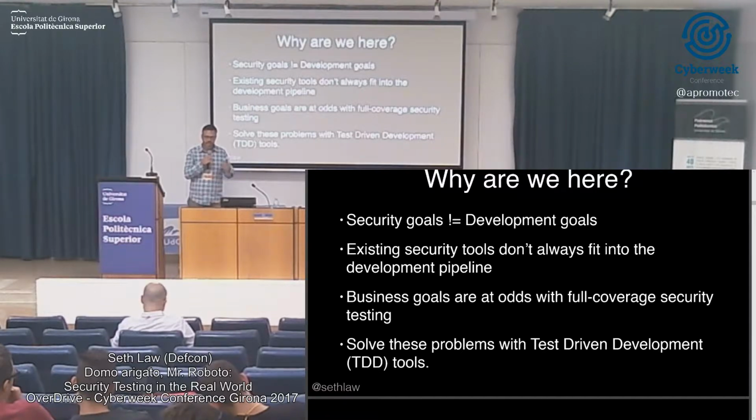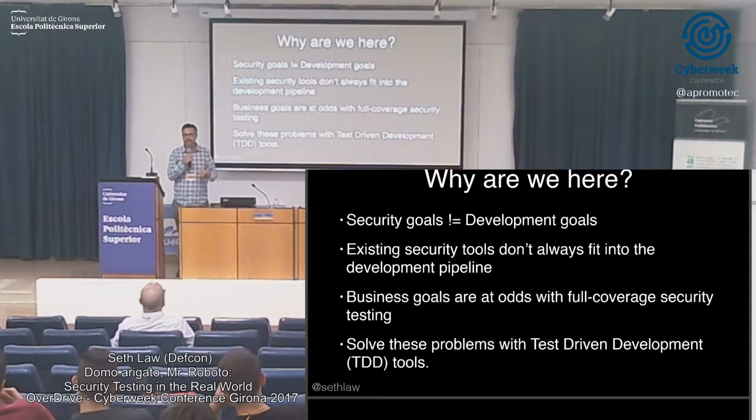In addition, the security tools that exist don't always fit the development pipeline, right? If you think about how we find vulnerabilities as an industry, it's often very manual and very labor intensive. So if I am manually going in and trying to find the OWASP top 10 vulnerabilities in an application, that's going to take days, right?